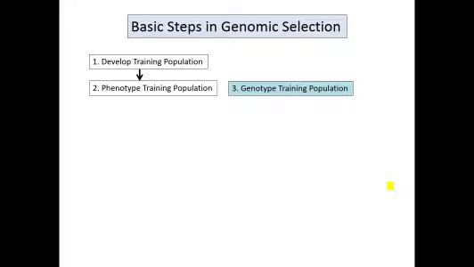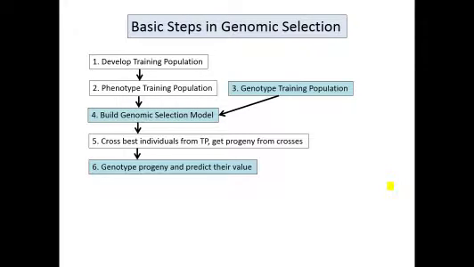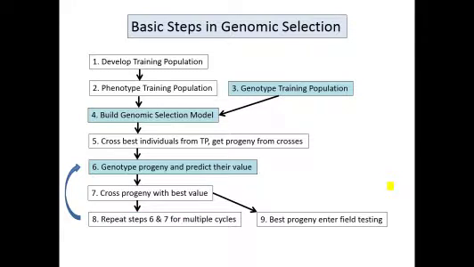Just to rehash a little bit, here are the basic steps in genomic selection. You have your training population, it's phenotyped, genotyped, you build the model, you cross the best individuals, get progeny from the cross, genotype the progeny and predict their values. And then from there you can just start going through the cycles of genomic selection by repeating these steps down here.